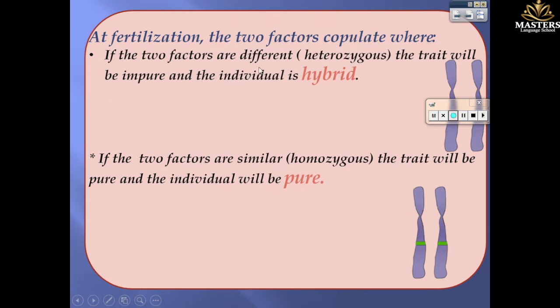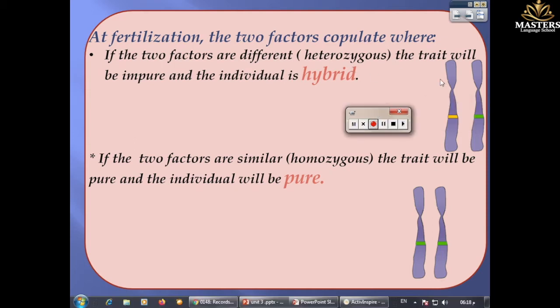At fertilization, remember that it is a process that happens after pollination. After pollination, there is a process called fertilization in the plant. At fertilization, the two factors copulate, and if the two factors are different, heterozygous, the trait will be impure and the individual is hybrid.